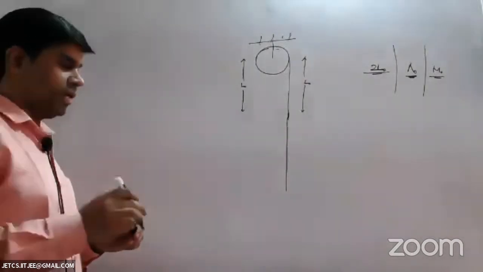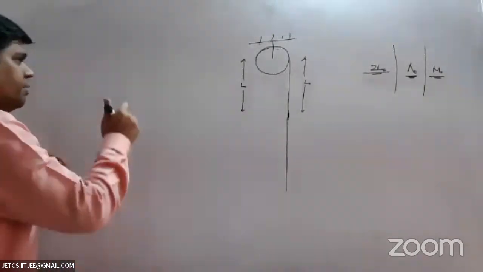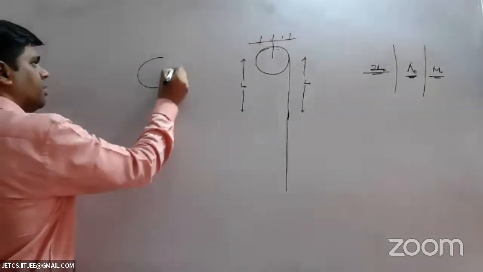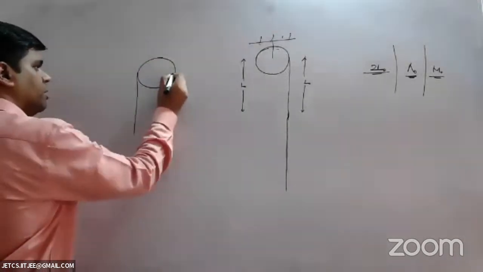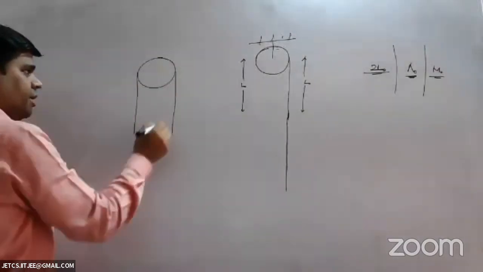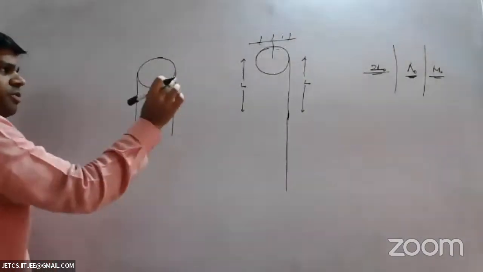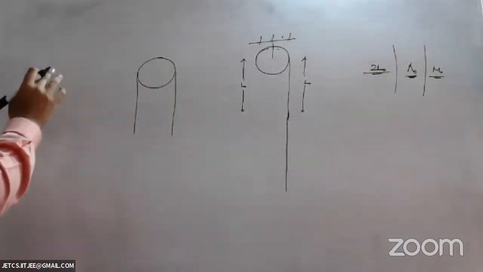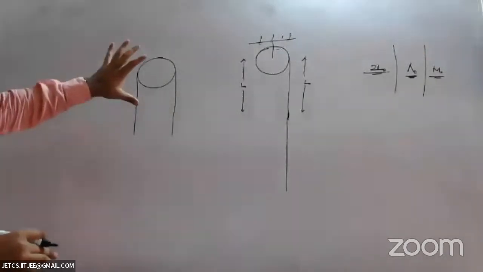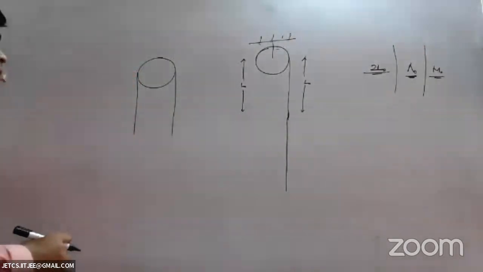Okay. See, I've got a rope of length 2L. Think of the pulley as very small, a point pulley. I'm just magnifying the pulley to explain things, but it is a point pulley.